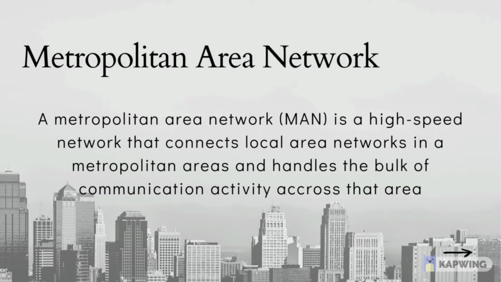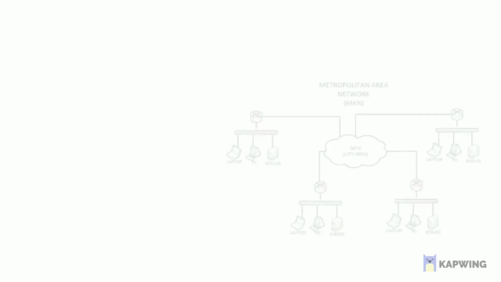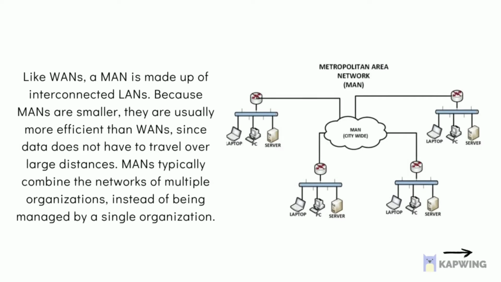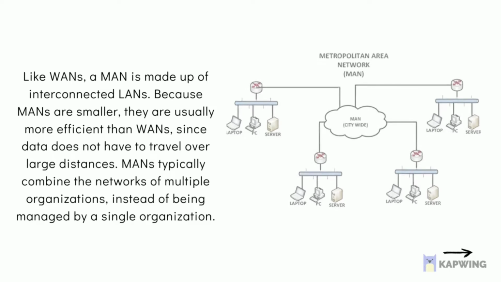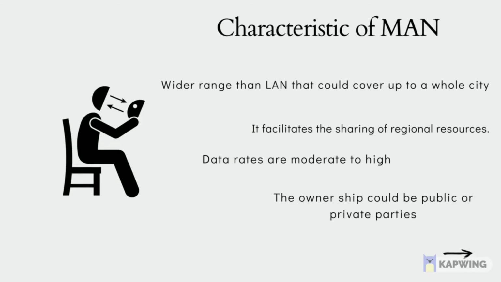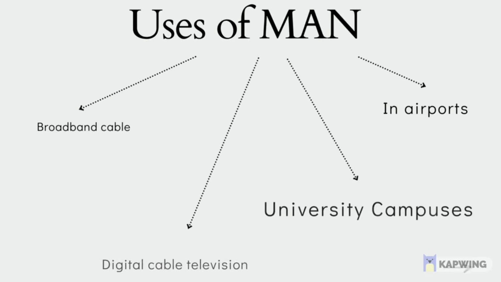Metropolitan area network is a high-speed network that connects local area networks in the metropolitan areas and handles the bulk of communication activity across that area. A MAN is made up of interconnected LANs. Because MANs are smaller, they are usually more efficient than WANs since data does not have to travel over large distances. The characteristic of MAN is that it has a wider range than LAN. The data rates are moderate to high. The ownership could be public or private parties.